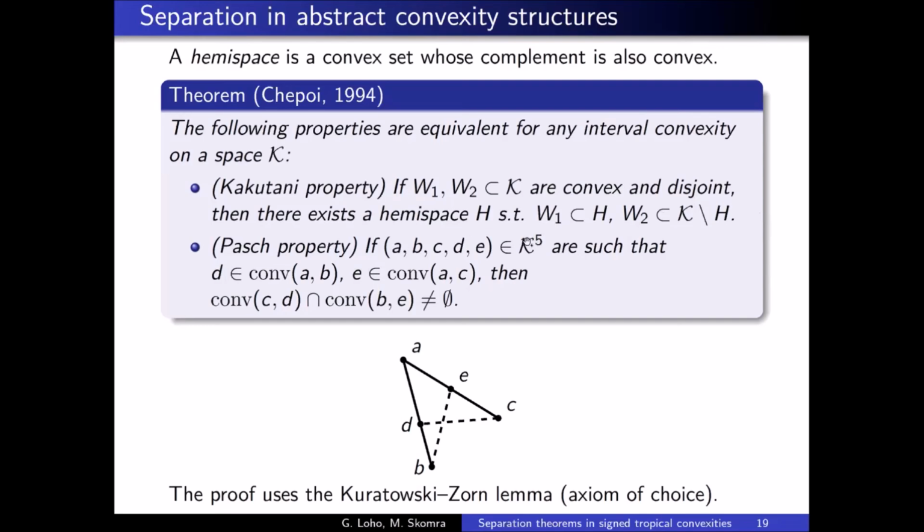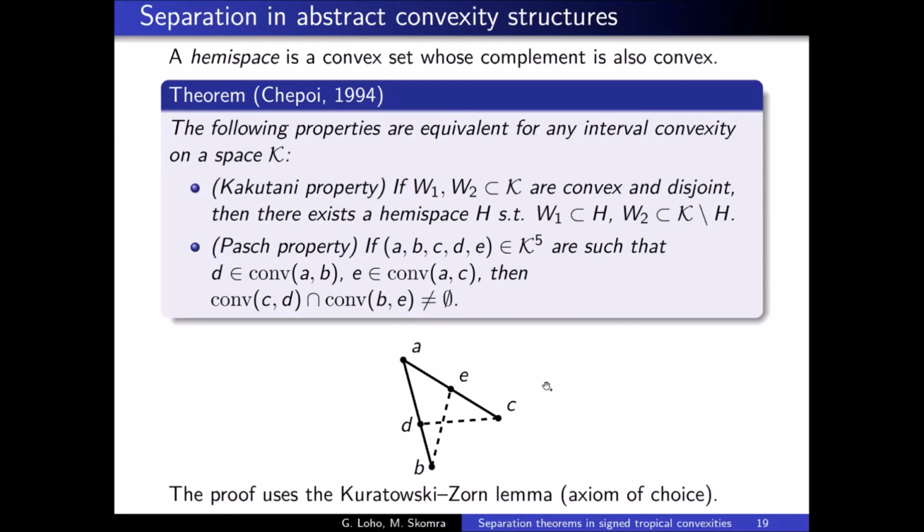So if you have a collection of 5 points in this configuration that I showed you here, so D is on the segment AB and E is on the segment AC, then these two dashed lines CD and BE should intersect, as we see here in the planar case, right?